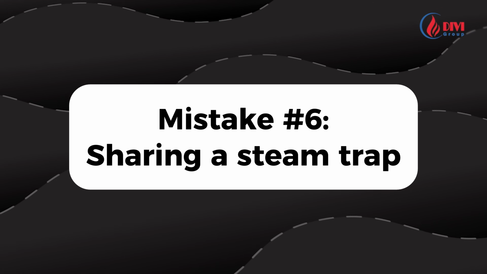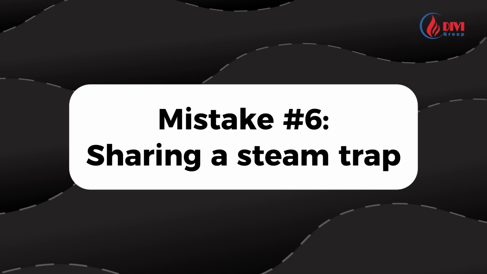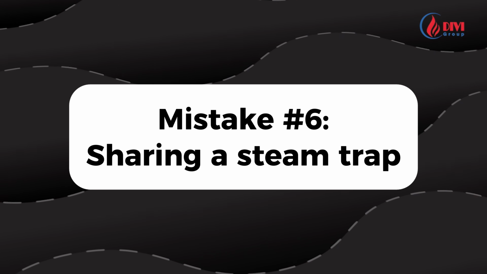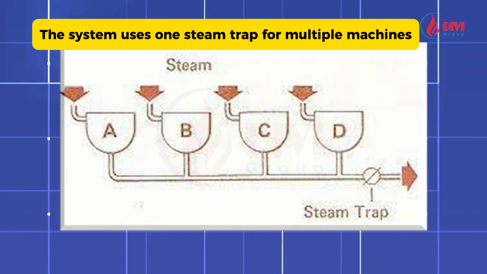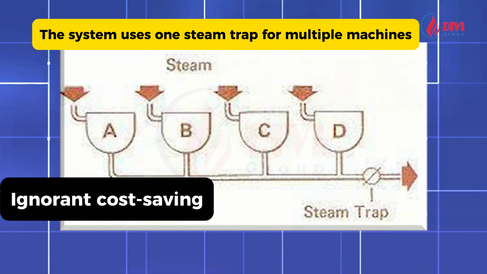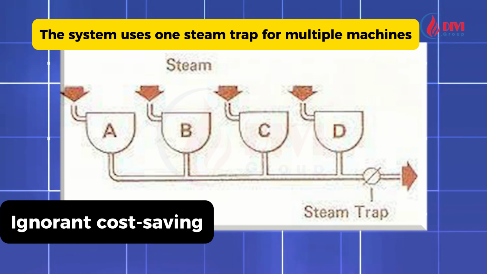Next is mistake number 6, using one steam trap for multiple machines. Here is an actual example of such a setup. This approach usually comes from trying to save costs or lack of understanding. I used to do the same in the past, but eventually had to redo everything properly.